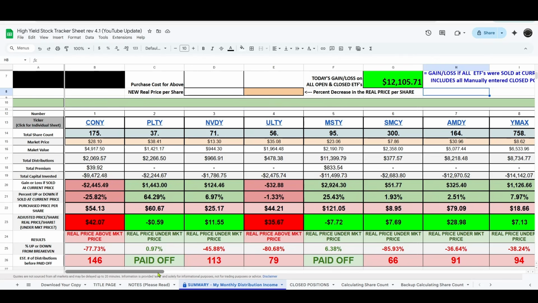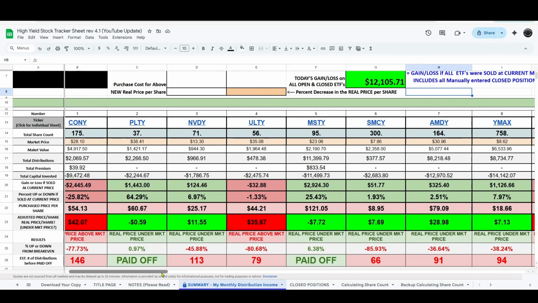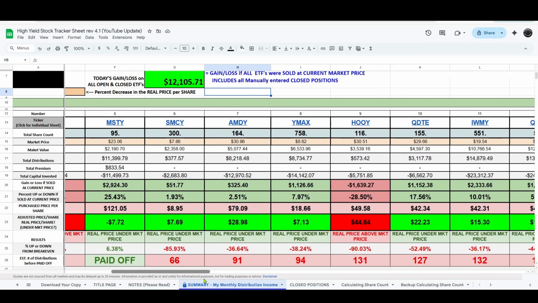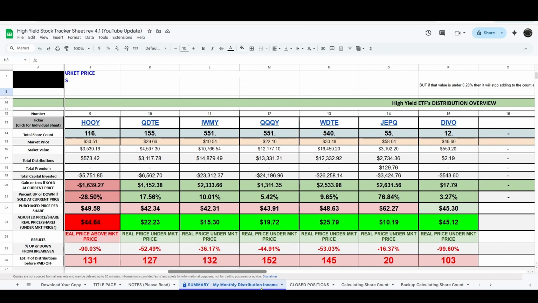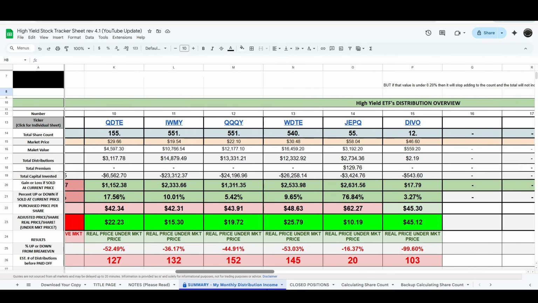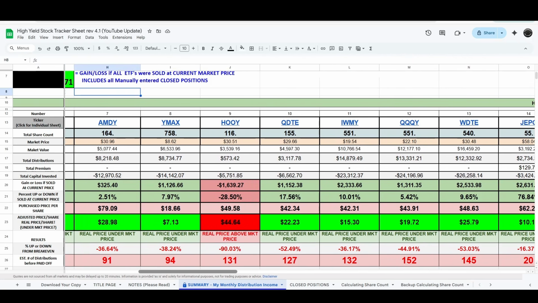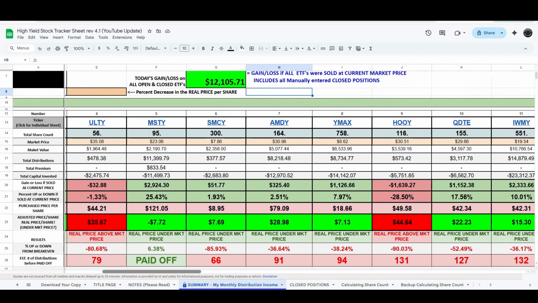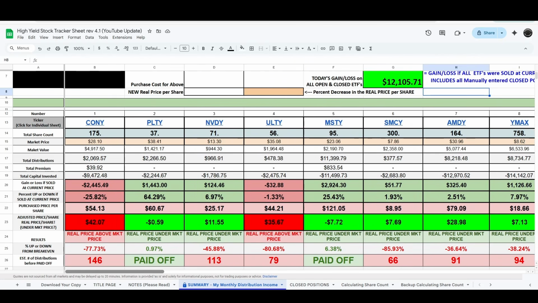But scrolling on over, outside of CONY and ULTY being red, I have WYMAX, which is still red, but that is it. Those are the three currently that are red. So those are the three that I still have to work on. But I am waiting for Bitcoin to level off, find the bottom, and then hopefully start to recover before I go and start putting any more money into these high yield ETFs.